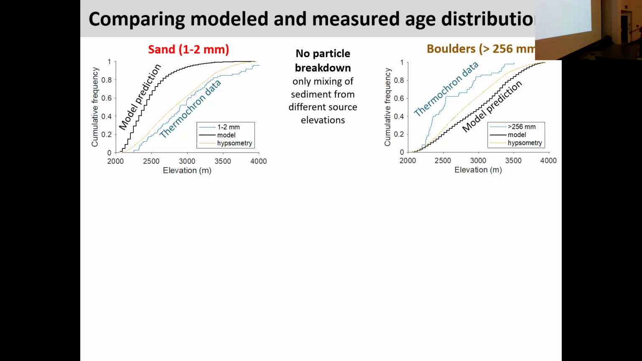So here is what we get without modeling the breakdown. On the left is sand, on the right is boulders. What's being modeled is just the mixing of all the different sources and all their different size distributions. The black is what we would expect with no breakdown, and the blue is what we measure with Claire's thermochronometry.